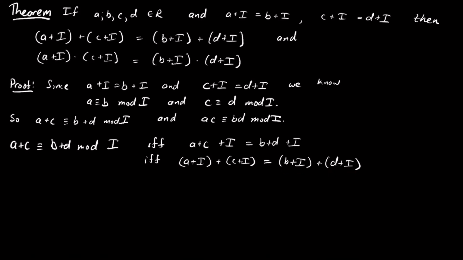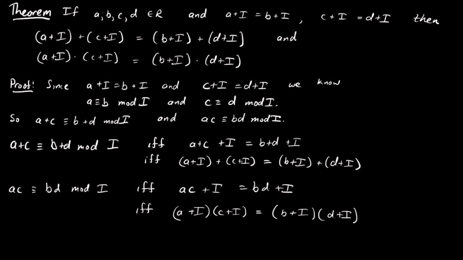So now we can do the same thing for multiplication. ac is congruent to bd mod I. I know that this is true by our assumptions. We know from an earlier theorem that this is true. Well, if I rewrite this in terms of cosets, this is just saying that ac plus I is equal to bd plus I. But by definition of multiplication, that's just (a plus I) times (c plus I) is the same as (b plus I) times (d plus I). So this shows that our operations are well defined. And now we can talk about the structure of R mod I under these two operations.